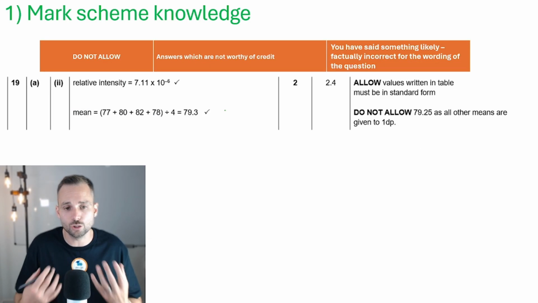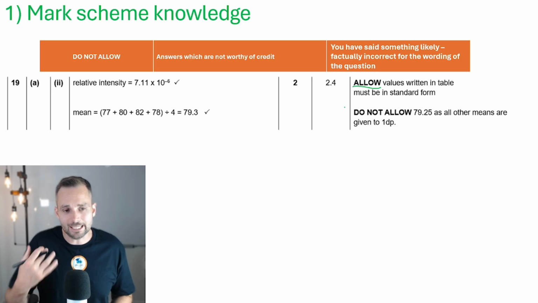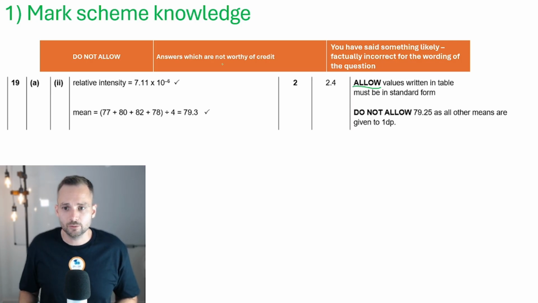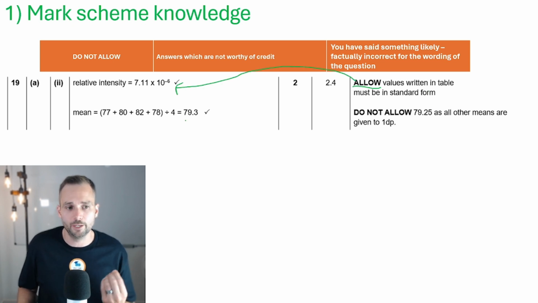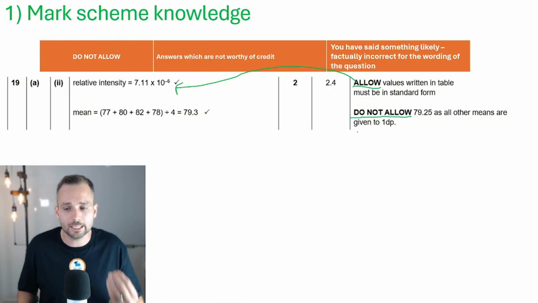Next, we're going to look at do not allow and allow. Now, this word allow, and this is from the chief examiner, means it isn't as good as we had liked. So we don't mind if you have written values in the table, but it must be in standard form. But we would have preferred you to give the answer like this, and in this question I'm assuming was on the answer line. Okay, if it says do not allow, however, you're not allowed to do that thing.